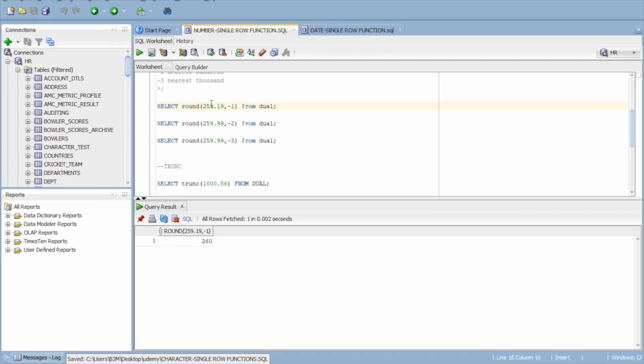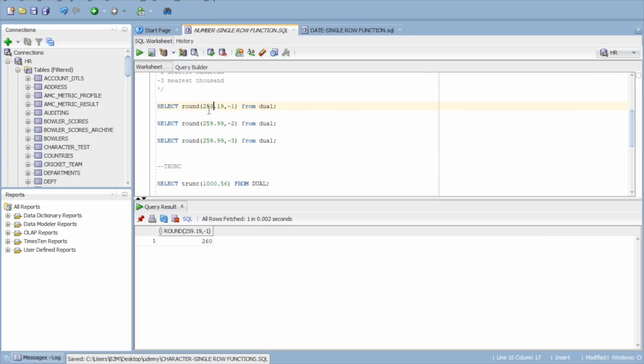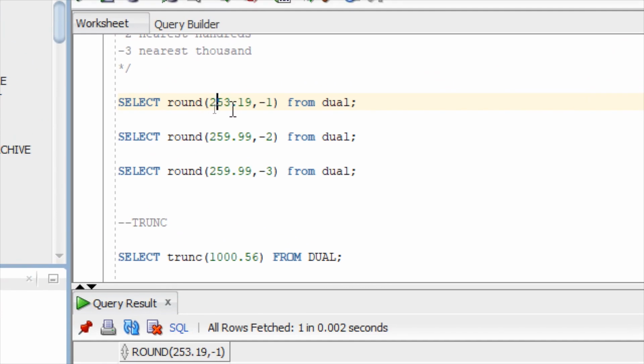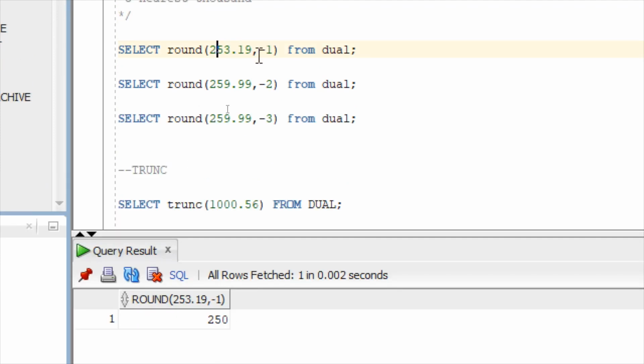Instead of 259, now I am going to give 253. If I execute the query, the result comes as 250, because when you compare 253, Oracle checks whether it is nearing 250 or 260. It is nearing 250, that's why I got the result as 250. So with -1, meaning nearest 10, Oracle decides by itself whether it is 50 or 60 and gives the result.